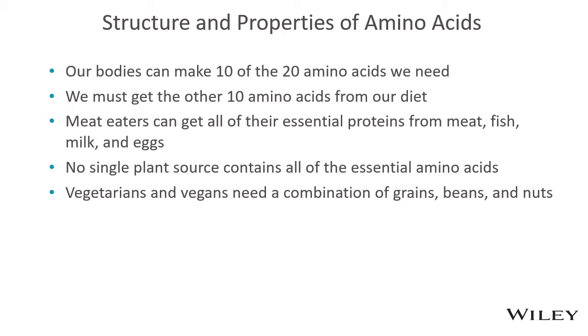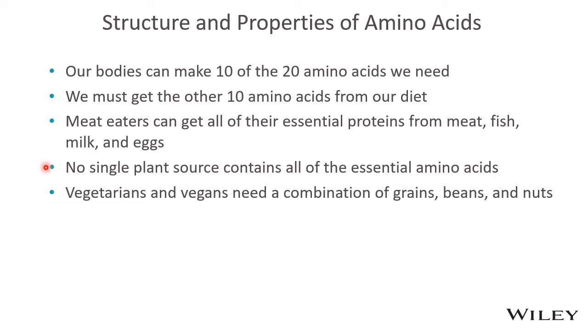Now, the 20 naturally occurring amino acids are also known as essential amino acids. Now, our bodies can make about 10 of those 20 amino acids, which means we have to get the other 10 from our diet. So meat eaters can actually get all of their essential amino acids from meat, fish, milk, and eggs.